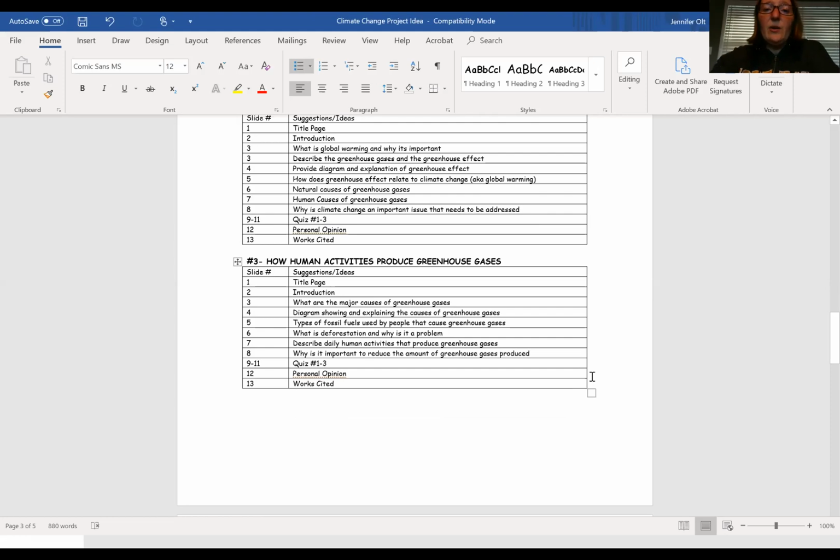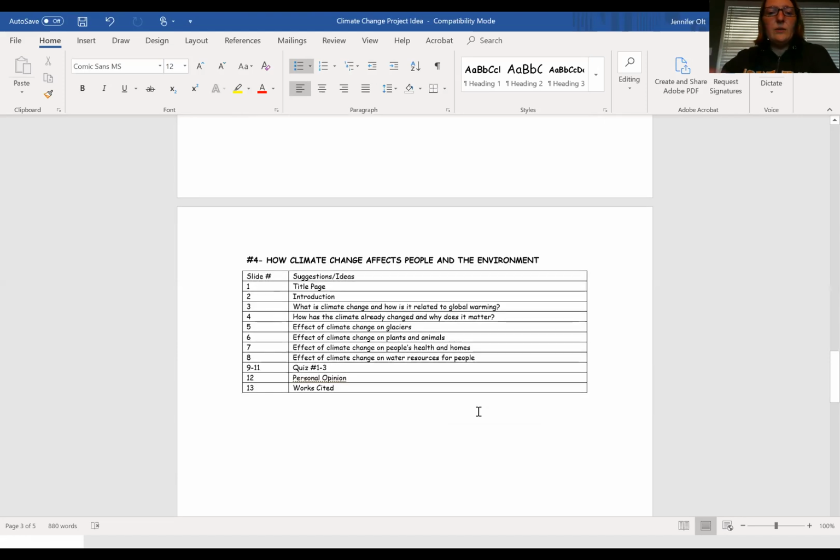If you're interested in how human activities produce greenhouse gases, in this one you would talk about what are the major causes of greenhouse gases, a diagram explaining the causes of greenhouse gases, types of fossil fuels used by people that cause greenhouse gases, what is deforestation and why is it a problem, and describe daily human activities that produce greenhouse gases. And then why is it important to reduce the amount of greenhouse gases produced? Now, if you're looking through all this, guys, you'll understand we've talked about all of these things. So you just have to go into a little bit more detail about them.